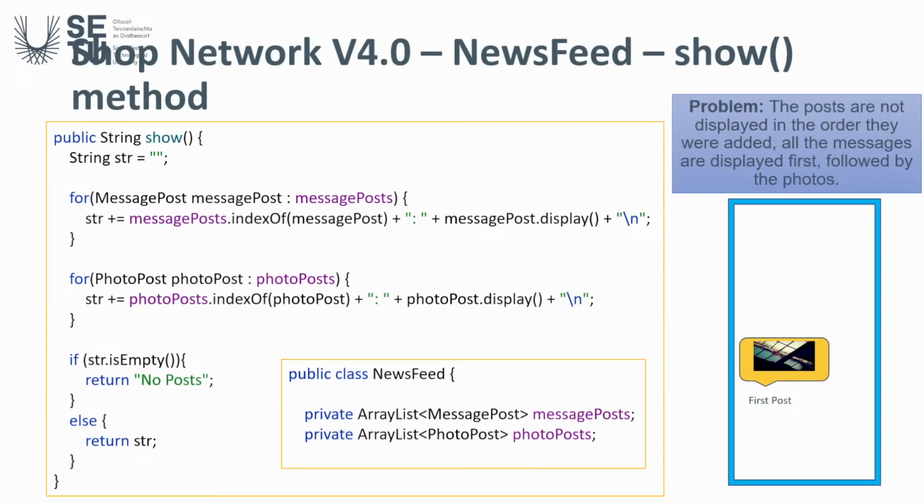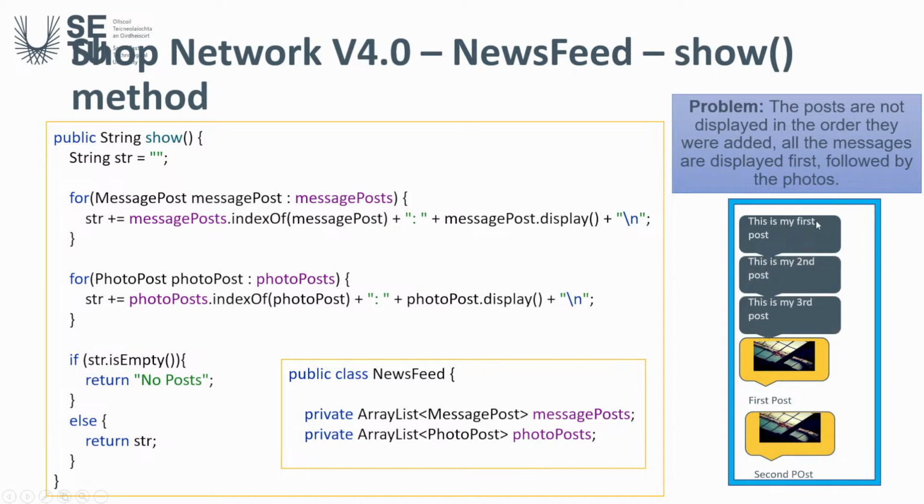Okay, so you can see here the problem is the posts are not displayed in the order they were added. All the messages are displayed first, followed by all of the photos. So you can see here it shows all of the messages and then all of the photos, because that's what we're telling it here. Because they're two different array lists, it's showing all of one then all of another.